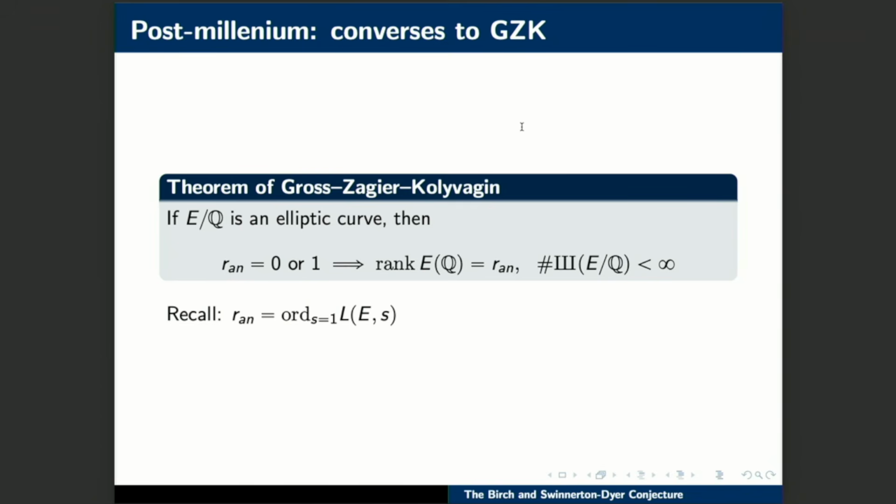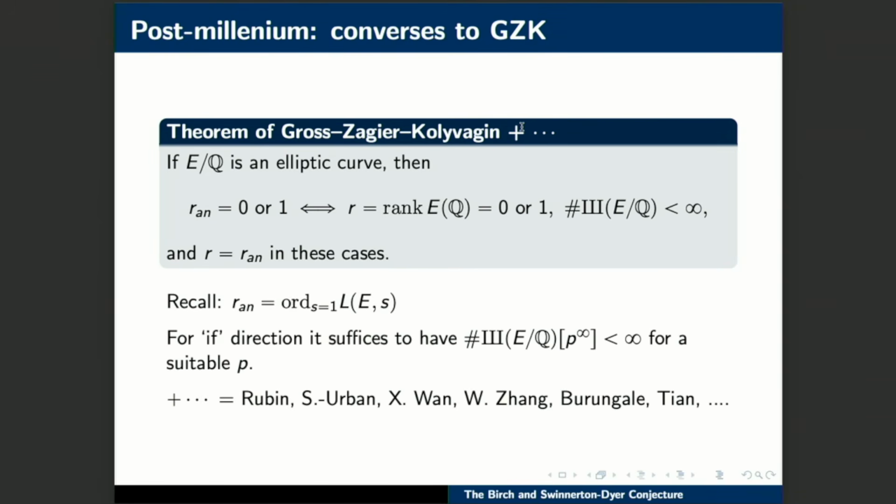So recall, the theorem of Gross-Zagier and Kolyvagin told us that if we have an elliptic curve whose analytic rank is 0 or 1, then its algebraic rank is the same as its analytic rank. And what I didn't tell you is that Kolyvagin could also show that the Tate-Shafarevich group was finite in these cases. So we do know the Tate-Shafarevich group is finite. And when you combine that with what we can do in the other direction, you can produce statements that look like this.